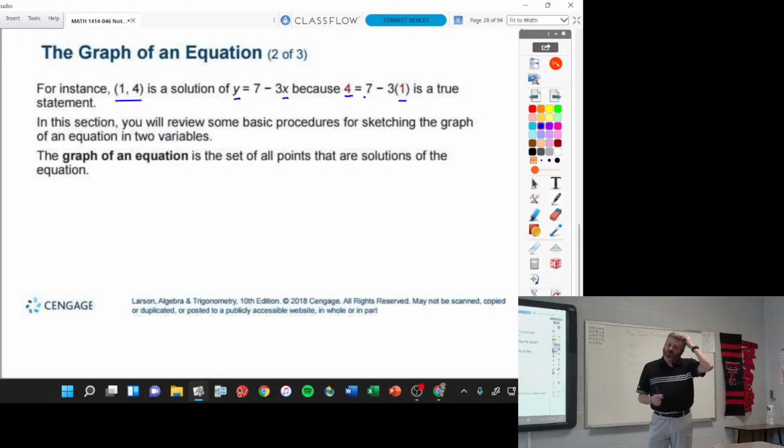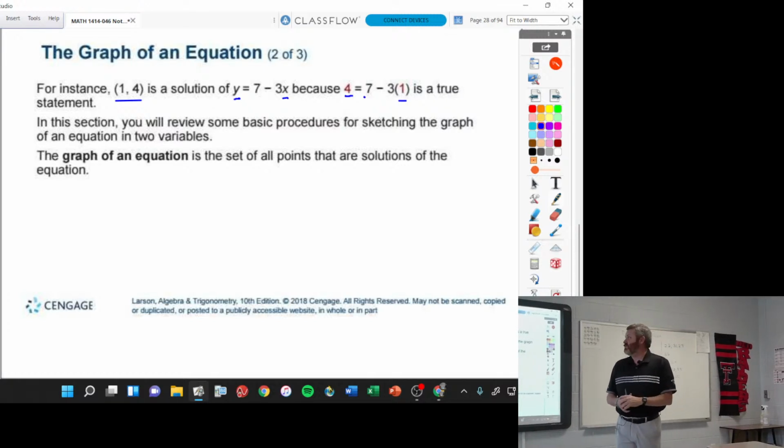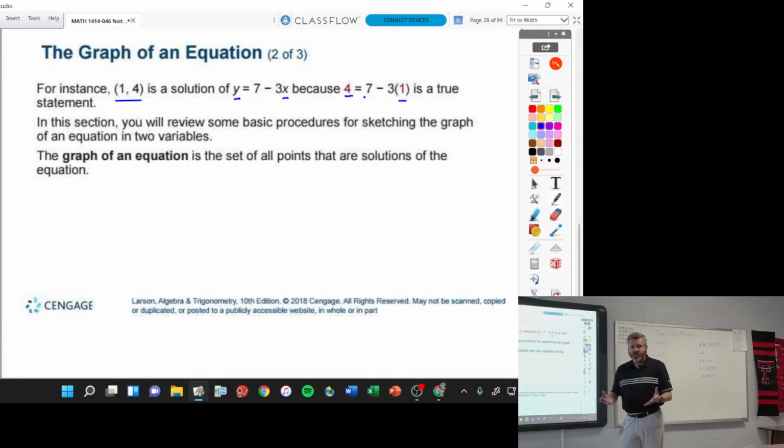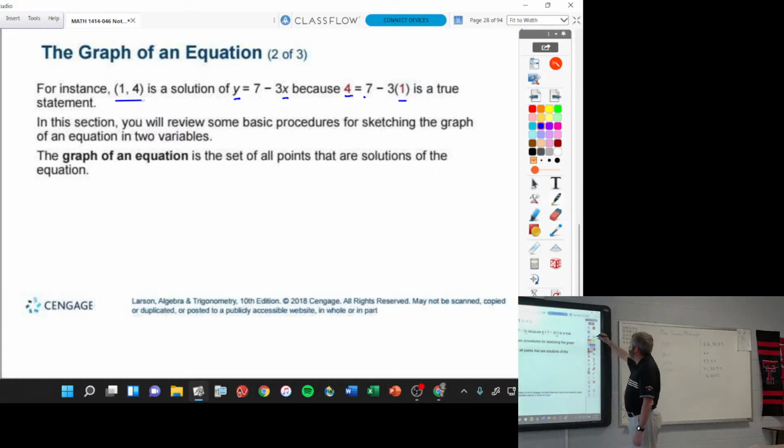If we were to plot every possible point that would solve that equation, we would end up with a graph of a line, and that's going to be the graph of the equation. Not always lines, but for this case it would be a line.